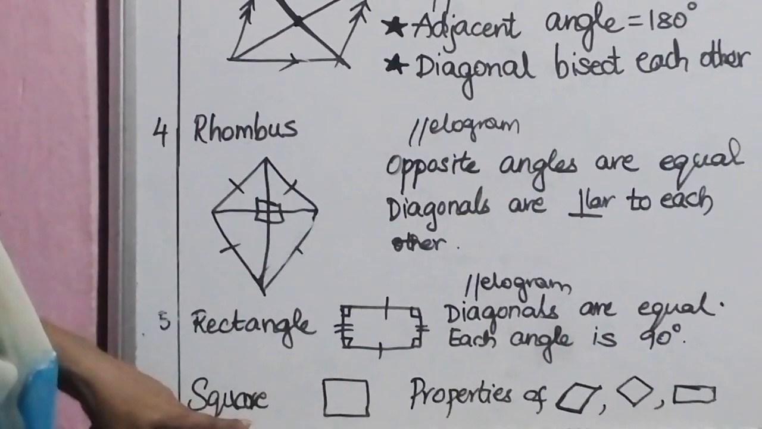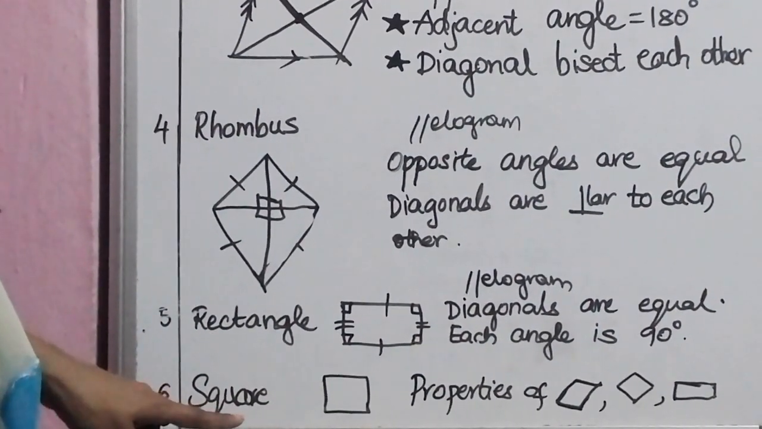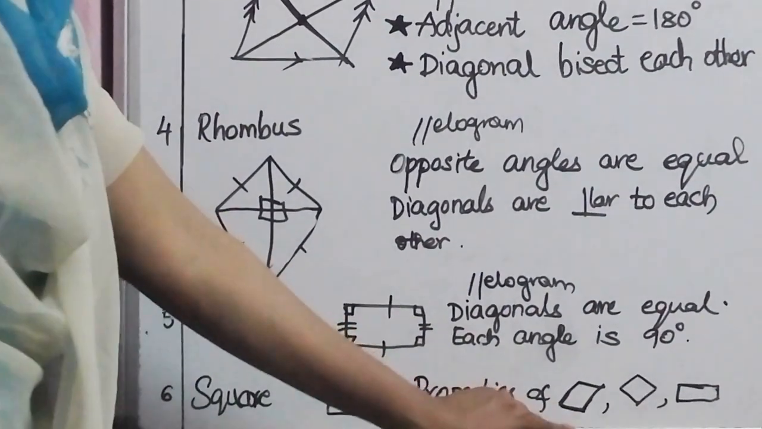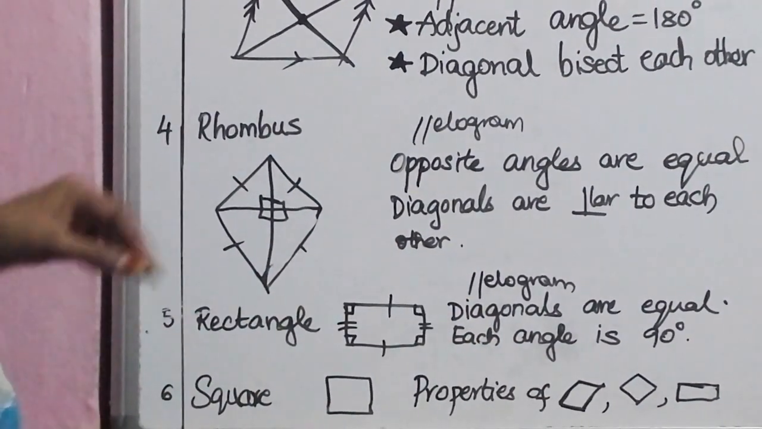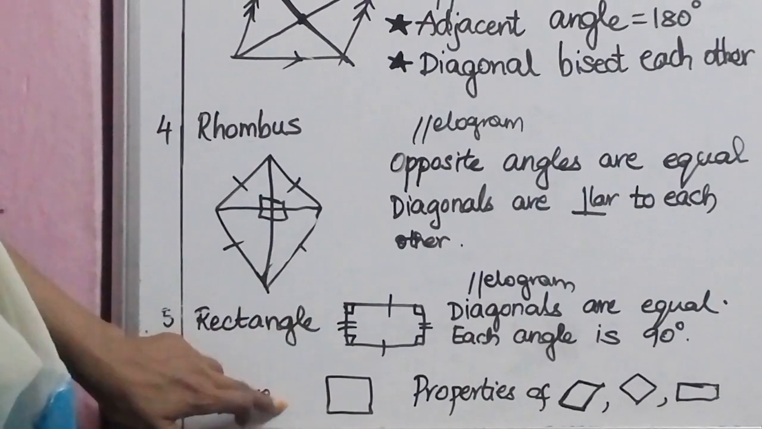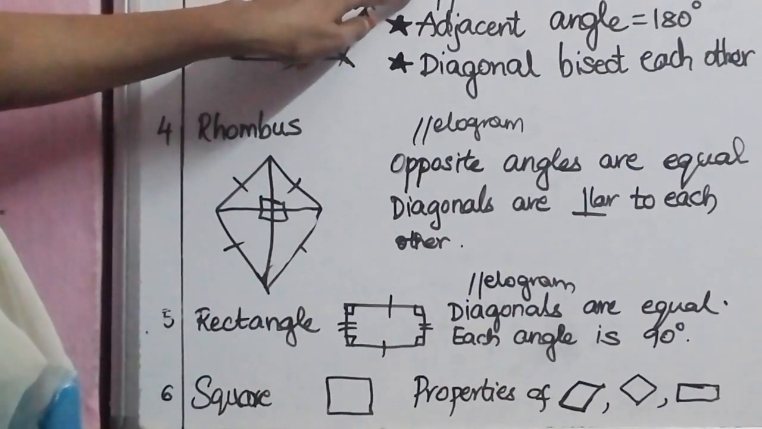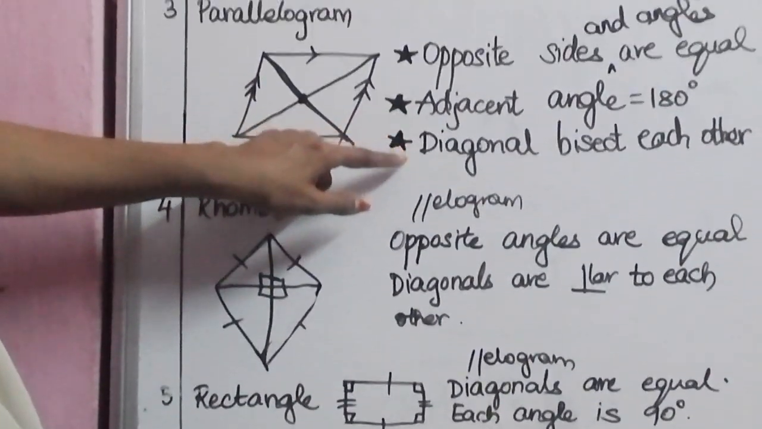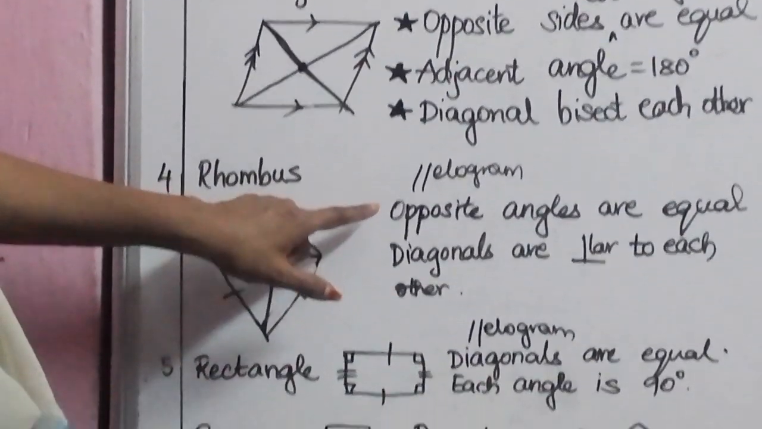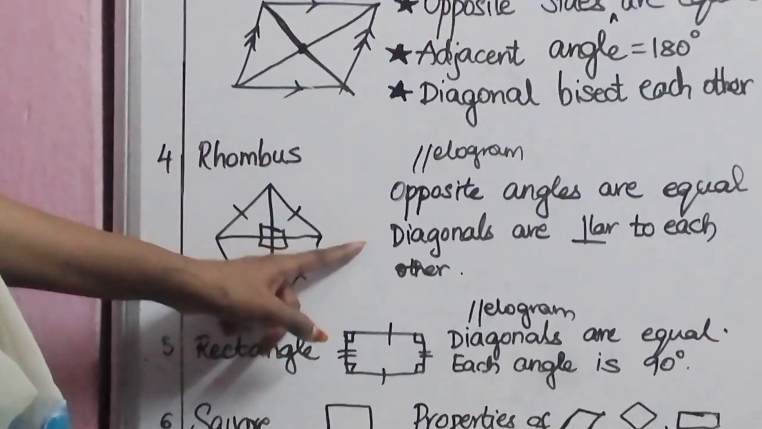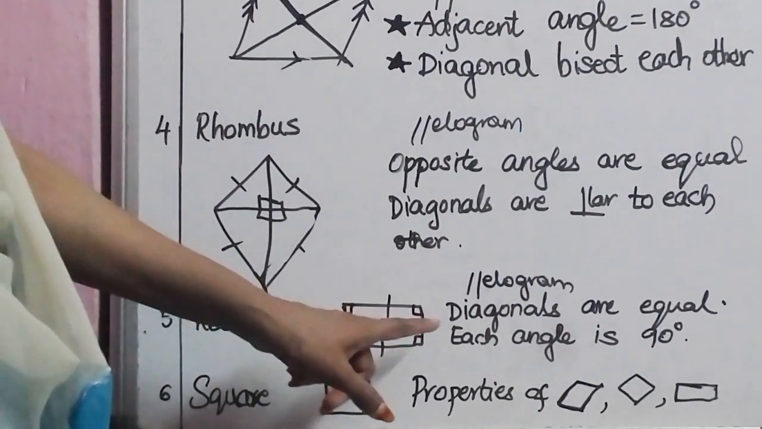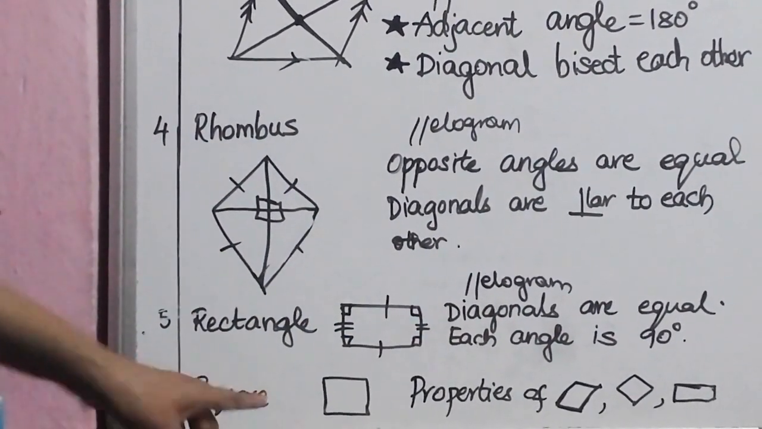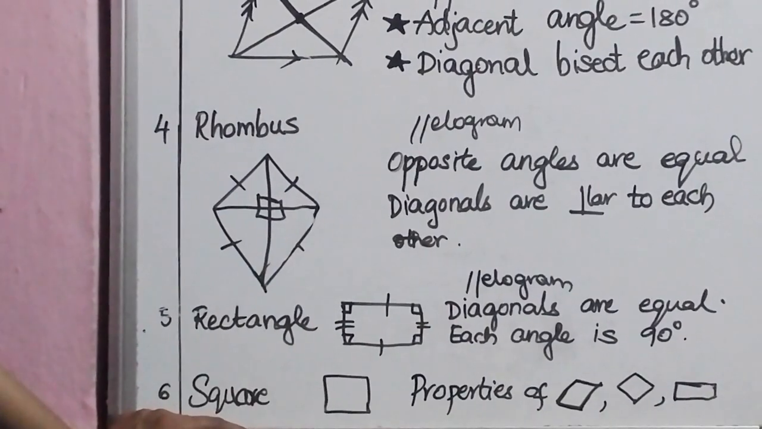For a square, it is going to fulfill all the properties of a parallelogram, rhombus and a rectangle. Okay, so here for a square, it is going to have opposite sides equal, diagonals bisect each other, opposite angles are equal, diagonals are perpendicular to each other, diagonals are equal, and each angle is 90 degrees for a square.